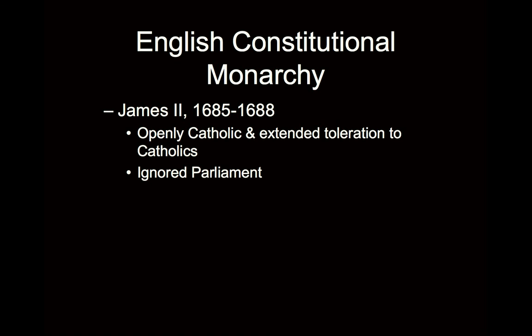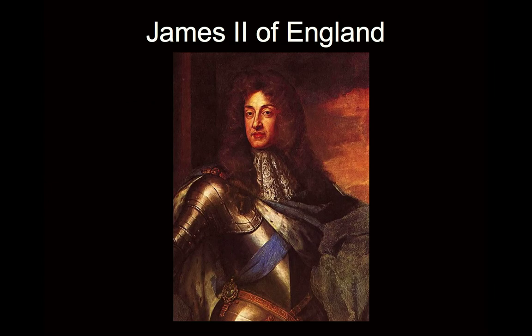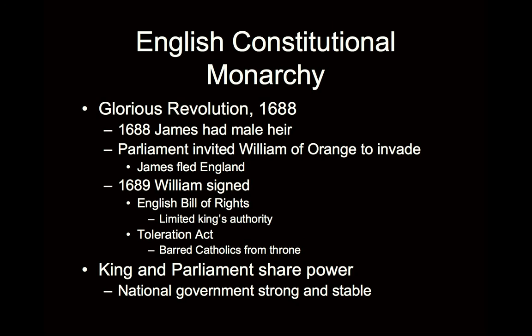He was openly Roman Catholic. He gave Catholics full religious toleration to practice their faith, and he ignored Parliament. This unified James's religious and political enemies, and it led to, and here's a picture of James. Notice that he looks like the warrior, like Louis XIV, the absolute king he tries to be like. It led to the Glorious Revolution of 1688.